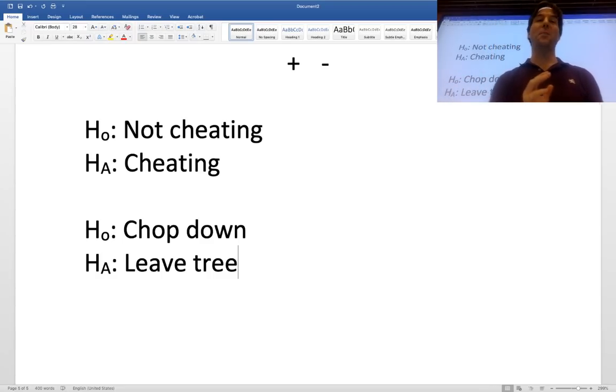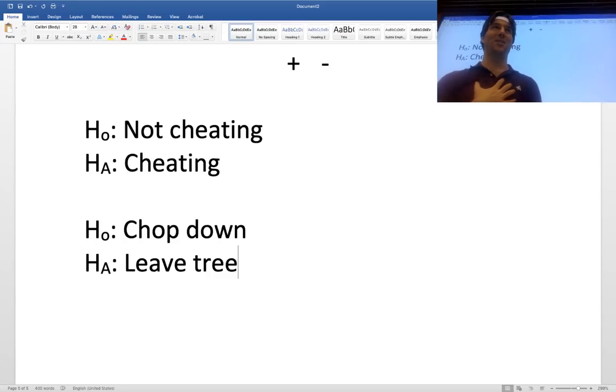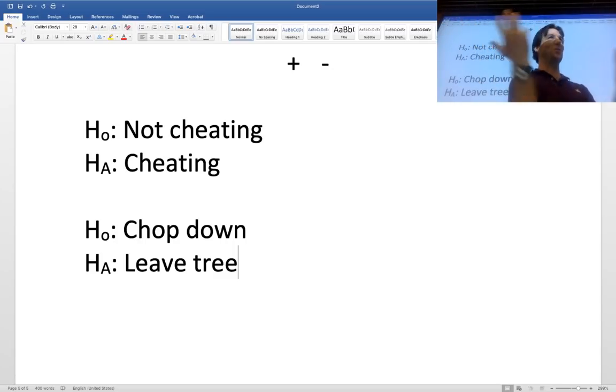I'm not even going to think about it. I'm going to let you tell me the answer, because these are very easy to switch. I mean, you can probably tell. One of them is you're going to chop down a healthy tree, and one of them is you're going to leave up a dead tree, right? And that's the errors, but then you have to figure out which is which way.